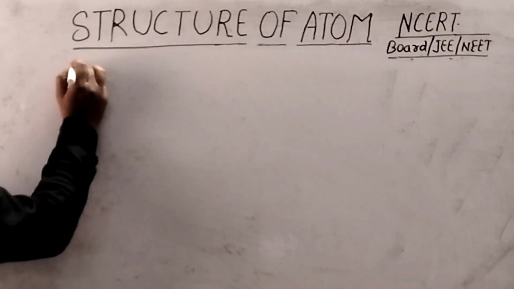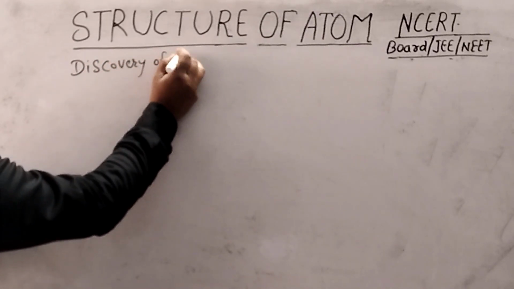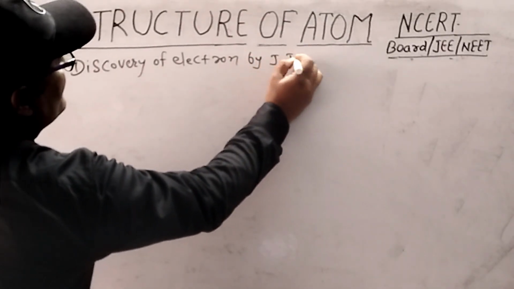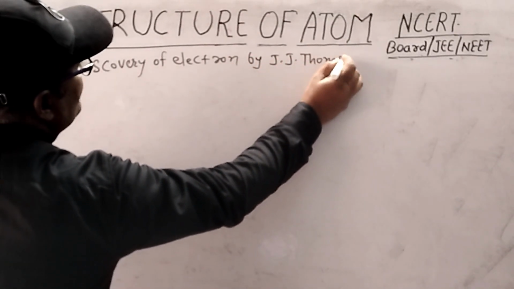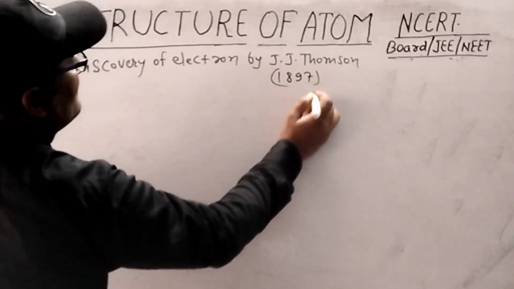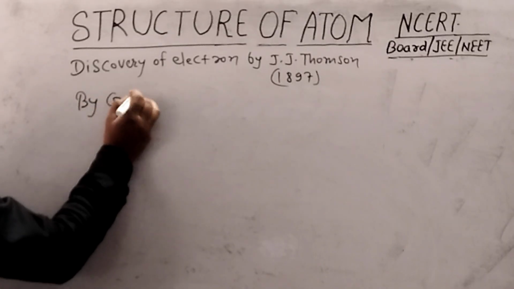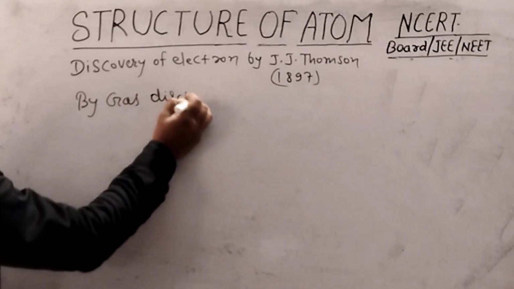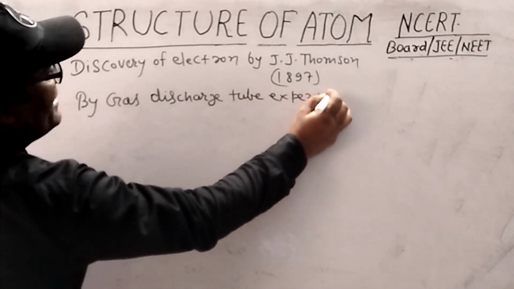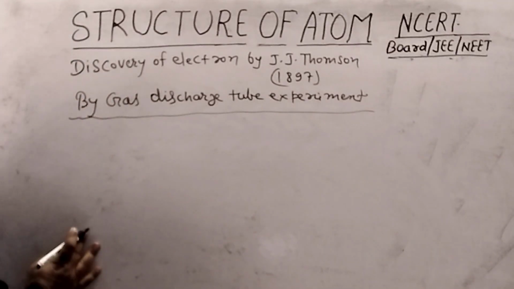Now, we will discuss the discovery of electron by J.J. Thomson in 1897, by gas discharge tube experiment. Now we can observe the gas discharge tube experiment here.